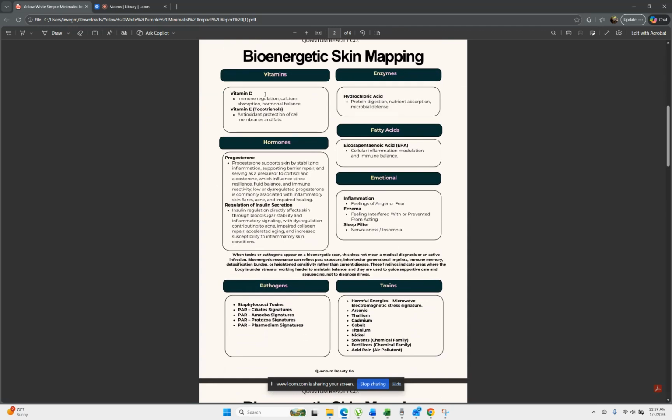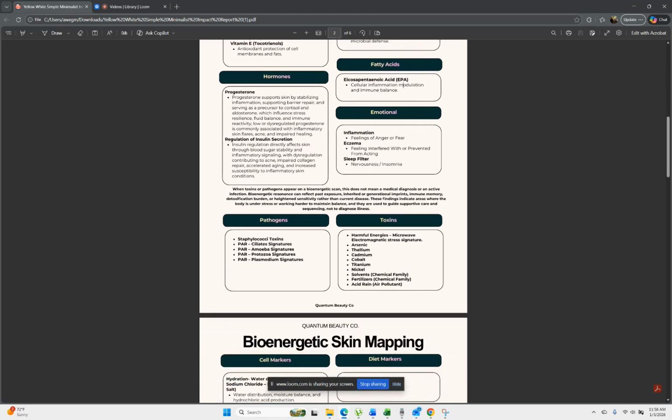Then we have some fat-soluble vitamins. So vitamin D, vitamin E's antioxidants, cell membranes is also a big theme for me. And then EPA, which has come up for me several times, also an omega-3. And then we also see regulation of insulin secretion. Blood sugar has most likely been a little bit wonky for me coming out of all this international travel.